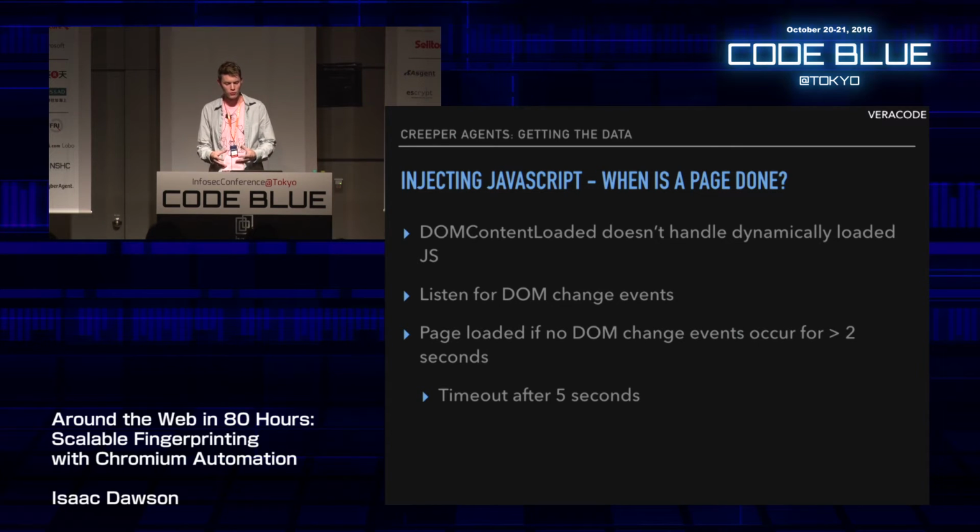So what I came up with is to listen for DOM change events. Another great benefit of the remote debugger API is I can actually observe how the page is being accessed and modified by the browser or the page. So I can set up these listeners and say, okay, is an HTML element being added or removed? I listen to this, and if I see no changes for 2 seconds, I consider the page loaded, and then I inject my JavaScript. If it's still changing after a 5-second period, I'll just time out and continue on.